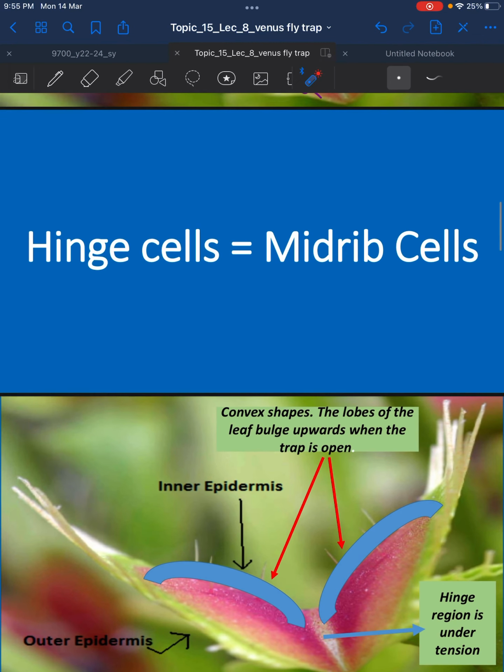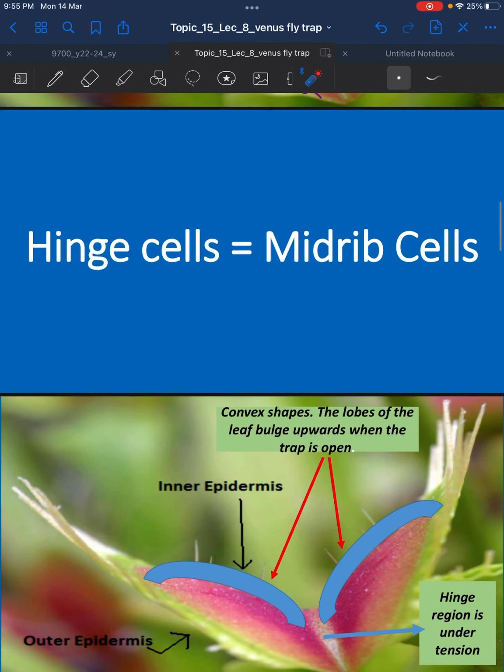The outer edge of the lobe has stiff hairs that interlock. Stiff hairs here are also called cilia. This hair, the cilia, is different from the sensory hair. The sensory hair is different from the cilia or the stiff hairs.